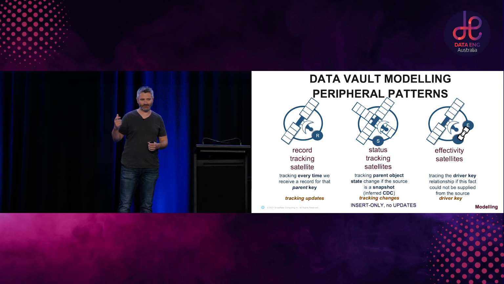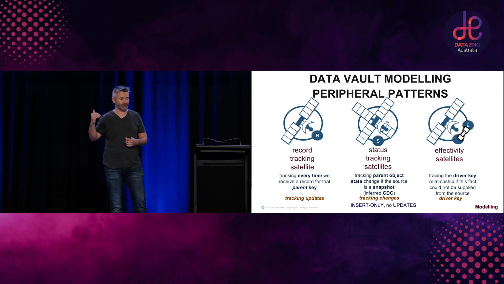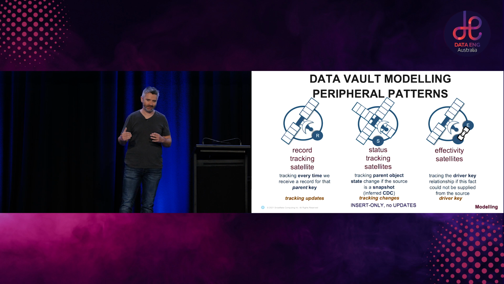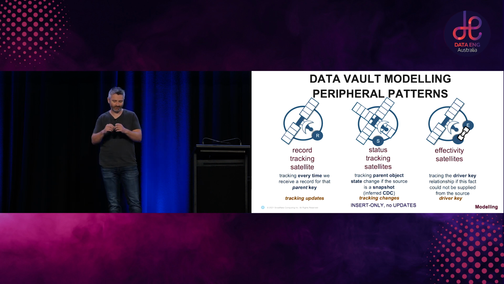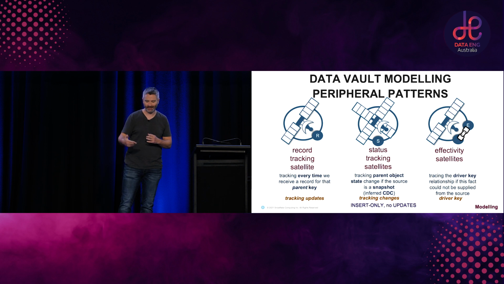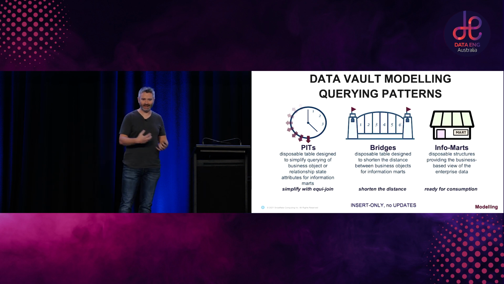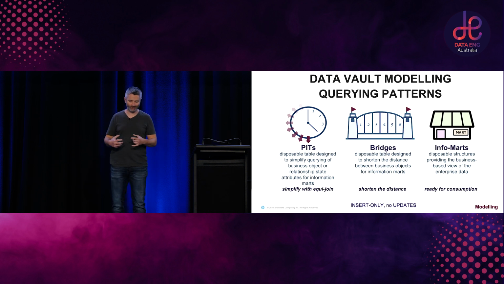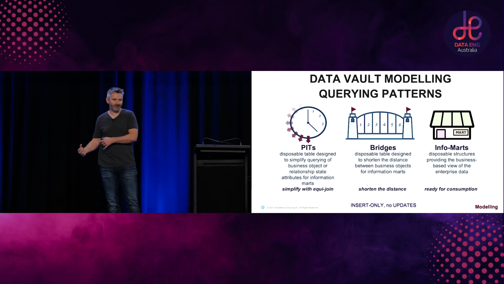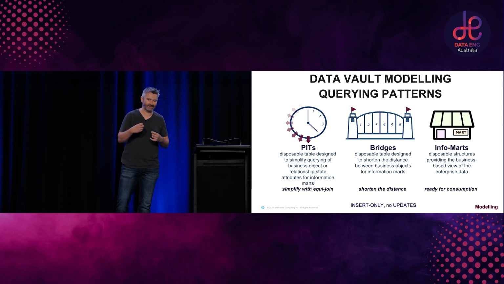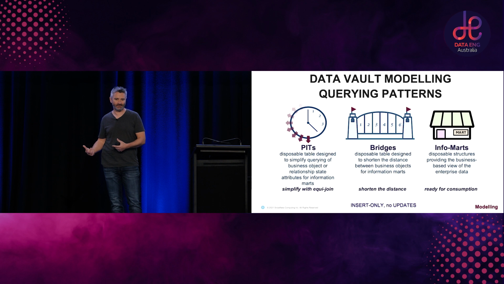Effectivity satellites to actually track which is the active relationship between business objects. Because as I said, a link table will give you that unique list of relationships. If you have a flip-flopping relationship where it goes back to the previous relationship, how do you then track that? And that's what the effectivity satellite is there for. And then the classic ways of getting the data out. You're not restricted to just PITs, bridges, and information marts, but these are specifically designed to take advantage of Snowflake's OLAP capabilities, right?